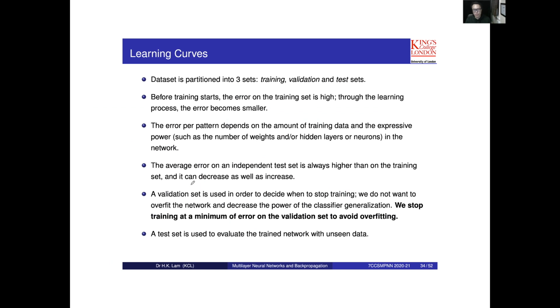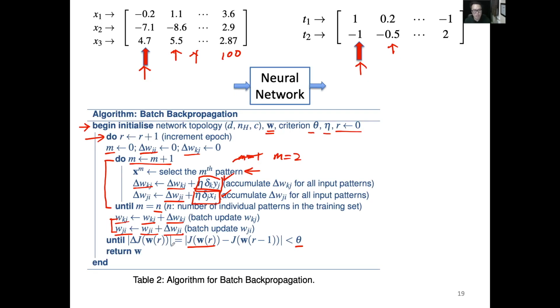Now I'm going to talk a little bit about the learning curve. Usually I just mention the training data set, but actually we can divide the raw data set, or the overall data set, into the training, validation, as well as the test set. The training data set is to train the W. The validation set is just to give you some indication of when to stop the training, if you're not going to use this stopping criterion.